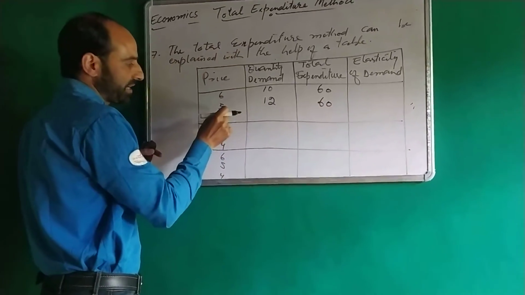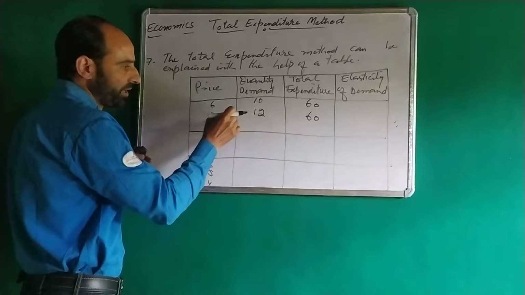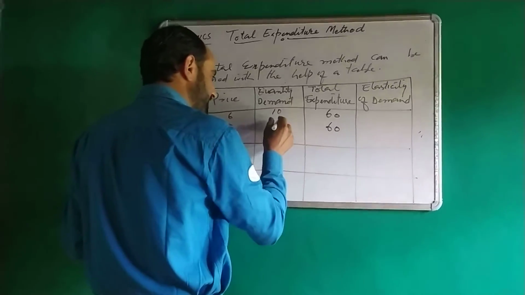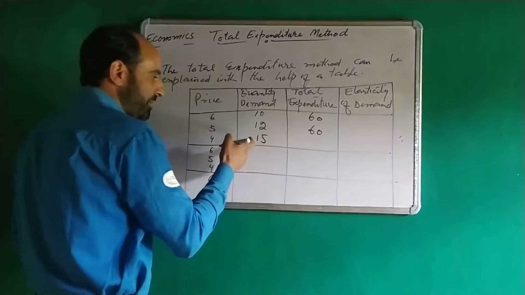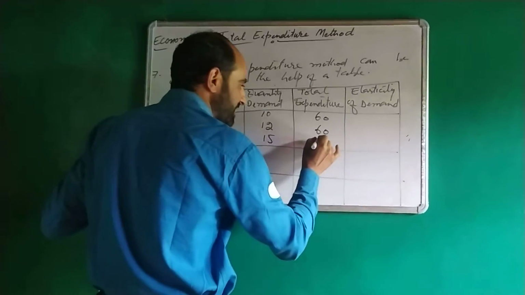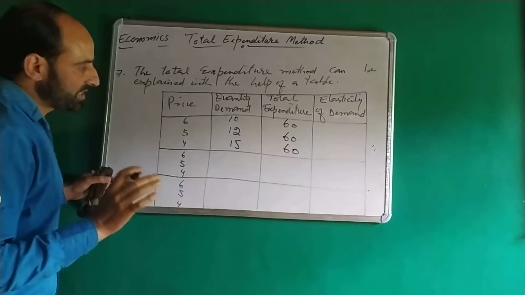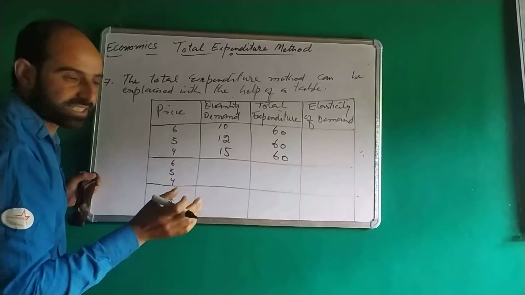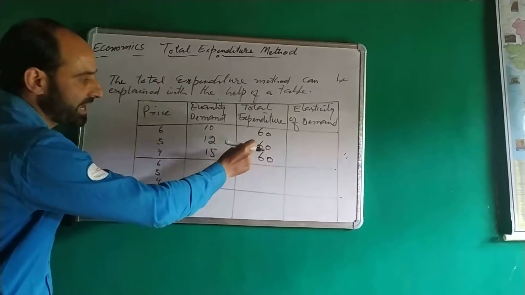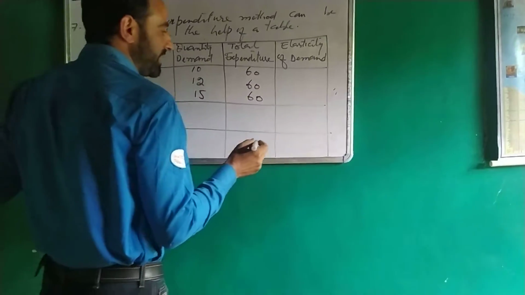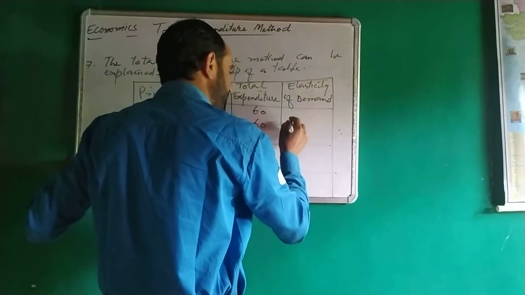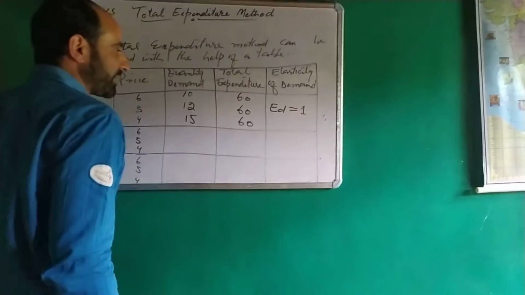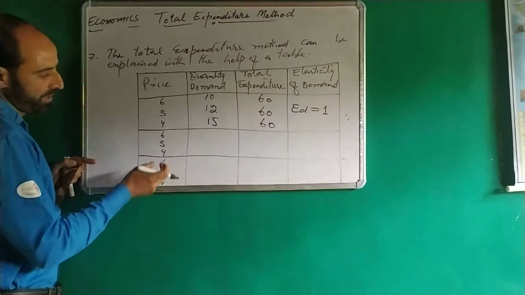When there is further fall in price from 5 to 4, quantity will increase from 12 to 15, say. 15 4s are 60. This is the first condition. When there is a change in price, quantity demanded changes in such a way that total expenditure remains the same. Elasticity of demand here is equal to 1, or equal to unity.